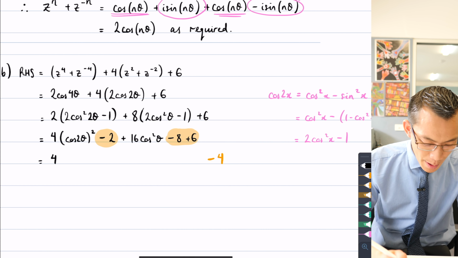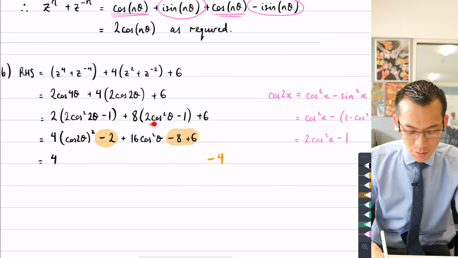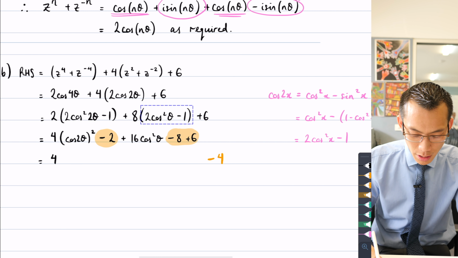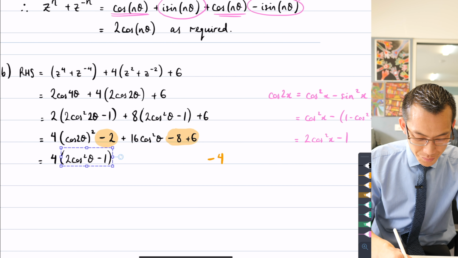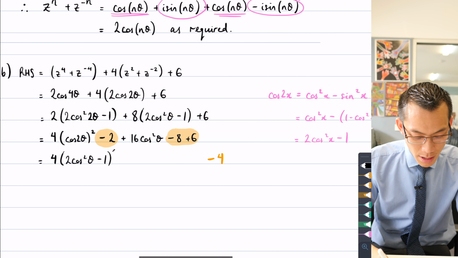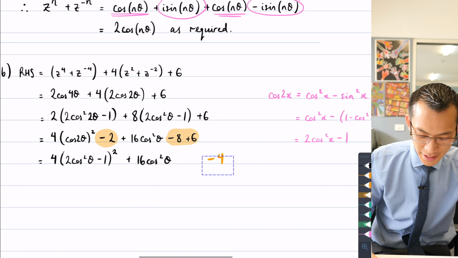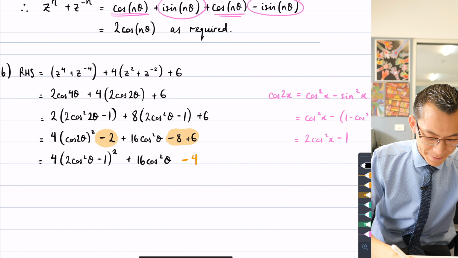And then here, I've got cos 2 theta squared. I've already done cos 2 theta, it just gives me this. So therefore, I'm just going to grab this term here. That's cos 2 theta, and that has to be squared. Plus 16 cos squared theta that nothing's happened to. So I definitely had enough space for that minus 4 over there.